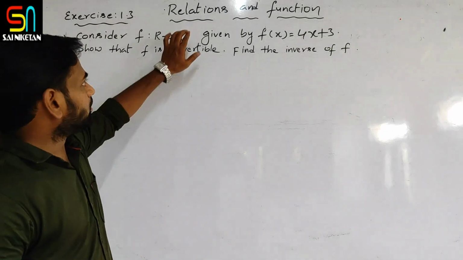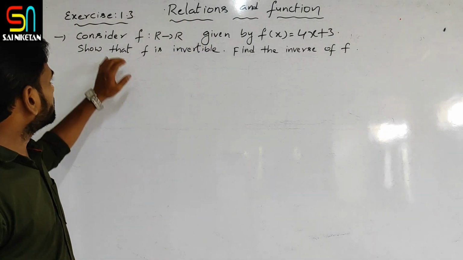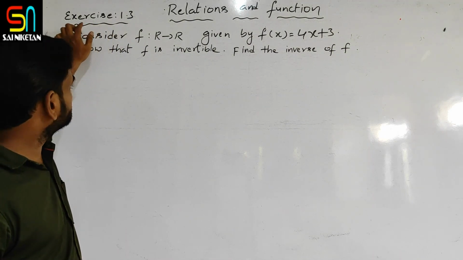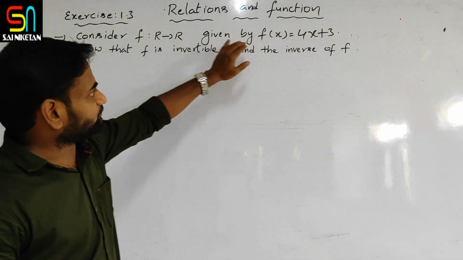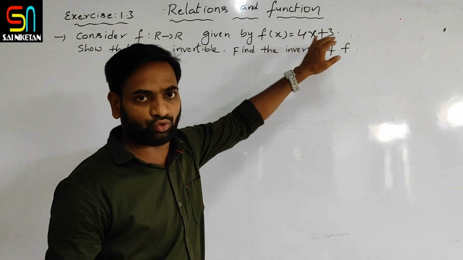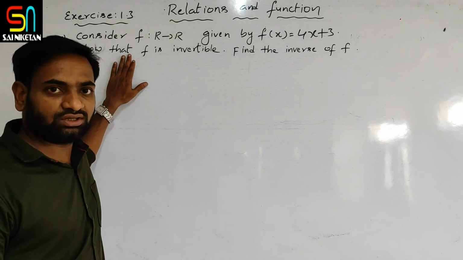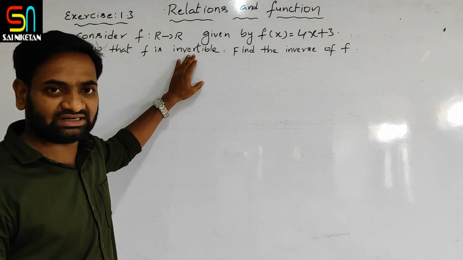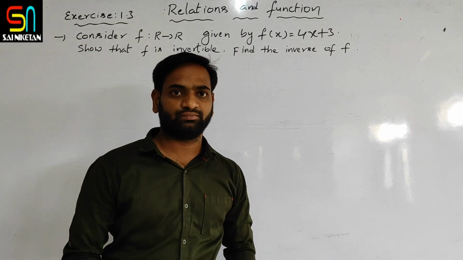Back to relations and functions. In this topic, we are dealing with exercise 1.3. Coming to the next problem. Consider the function f of x equal to 4x plus 3. Now, we have to show that this function is invertible, and next we have to find the inverse of f.